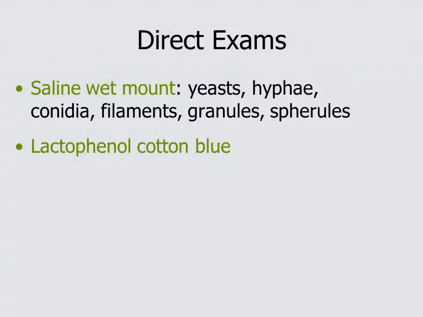A way to kind of beef up a plain saline wet mount is to make a wet mount using something called lactophenol cotton blue. This is a blue liquid, and when we suspend the tissue in lactophenol cotton blue, what happens is, if there are fungal elements present, they tend to take up the blue color more than the background blue shading and make things a little more visible, a little more distinct. So a little easier to find, number one, and a little easier to examine closely.